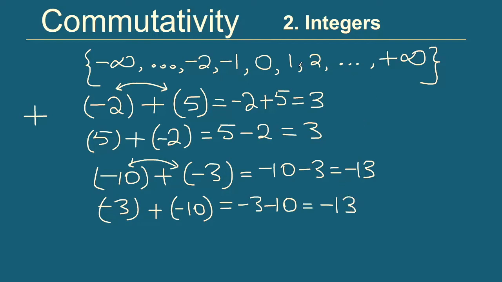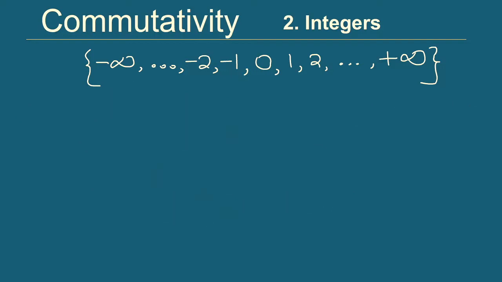And if we were to take 2 positive numbers, we will see that it will be the same as the whole numbers when we were adding 2 whole numbers. So what we see here is that whenever we have 2 integers, A plus B is always going to be equal to B plus A. So we say that for integers, addition is commutative.